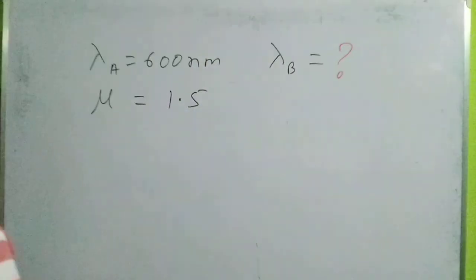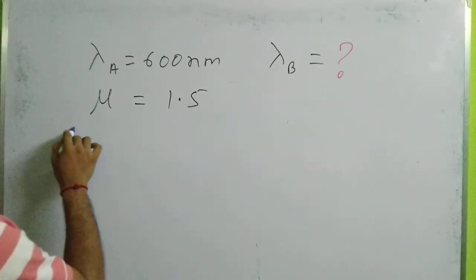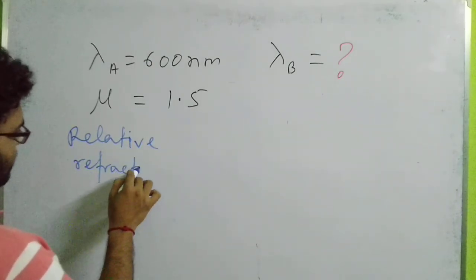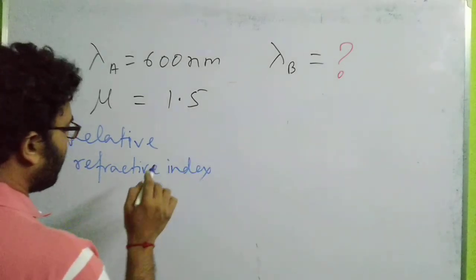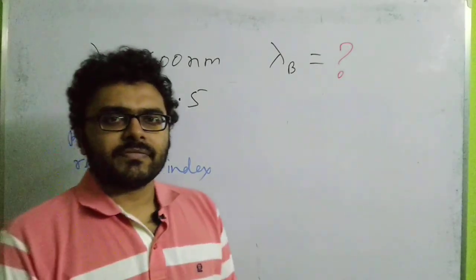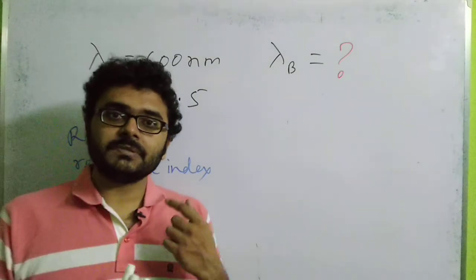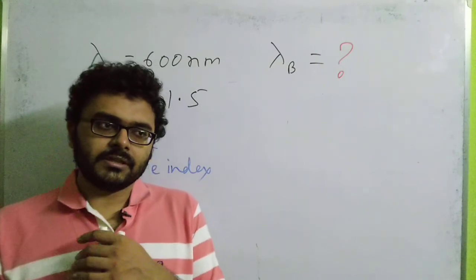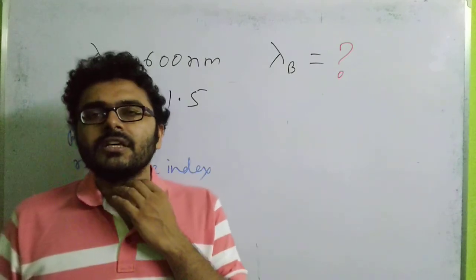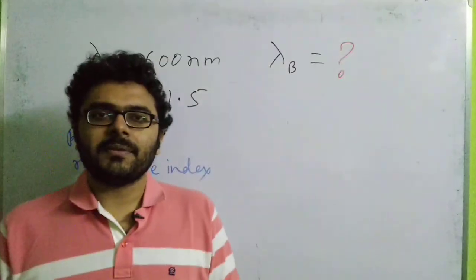So relative refractive index, or relative RI: we actually determine the refractive index of any medium with respect to another medium. And when we say with respect to another medium, that can be any medium. And when that reference medium is vacuum or air, that turns out to be the absolute refractive index.